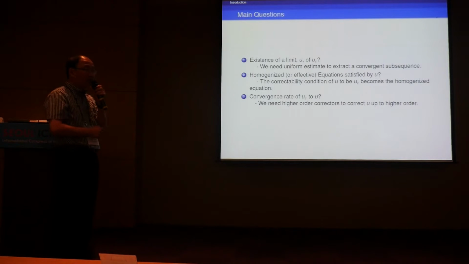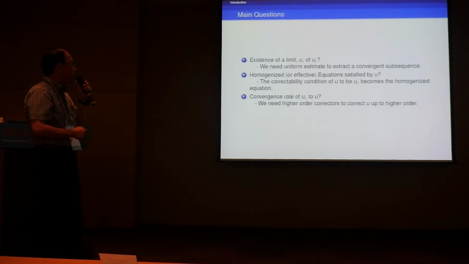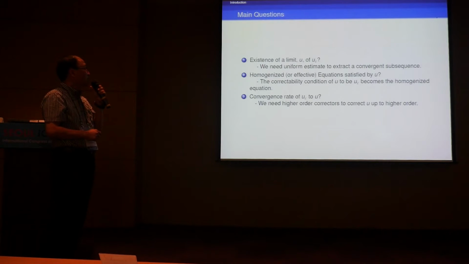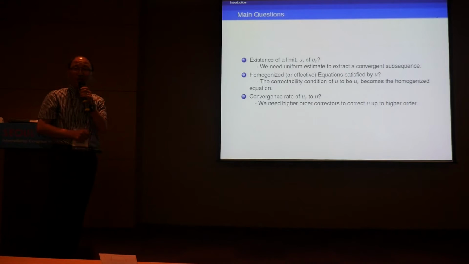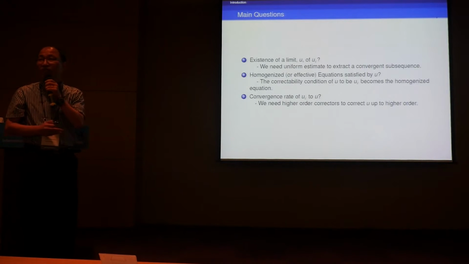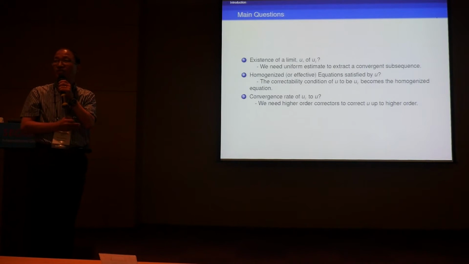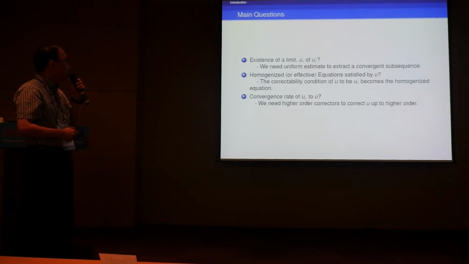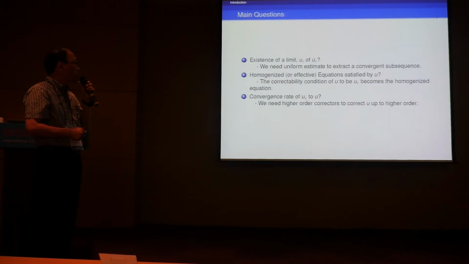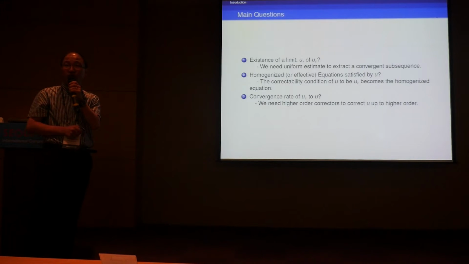And then, what are the main questions? We usually ask about the existence of the limit of u sub epsilon. In order to do that, we really need a uniform estimate to extract a convergent subsequence. Here, you do have a PDE with very rough data, so we ask what the uniform estimate is. That is one thing. And the other one is the homogenized or effective equation satisfied by u. This equation really tells you the property of the material after homogenization.